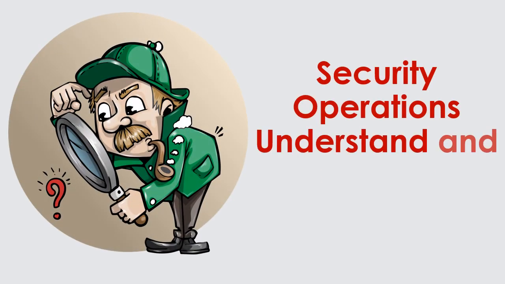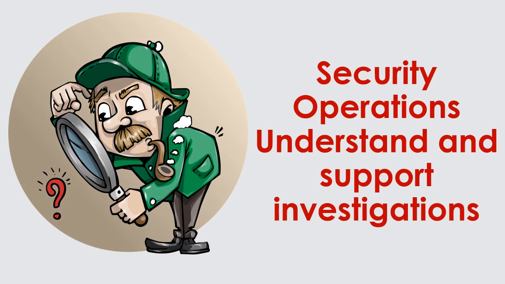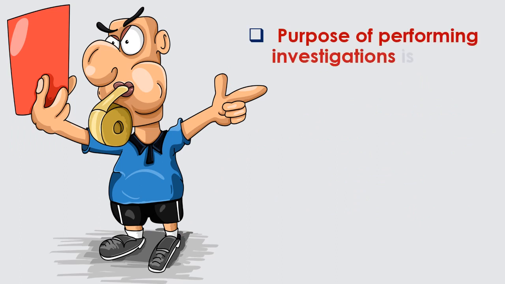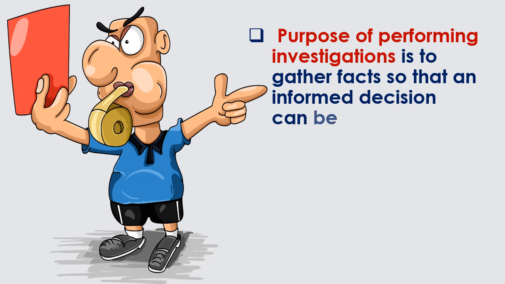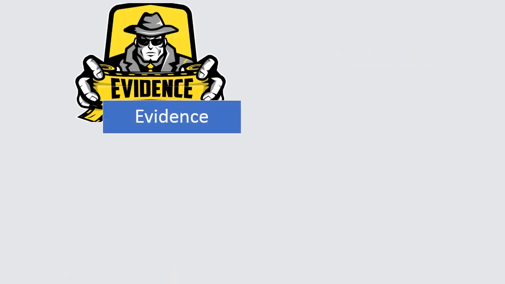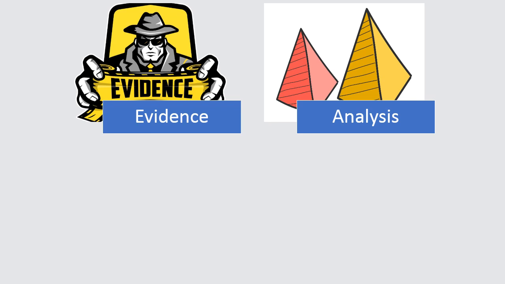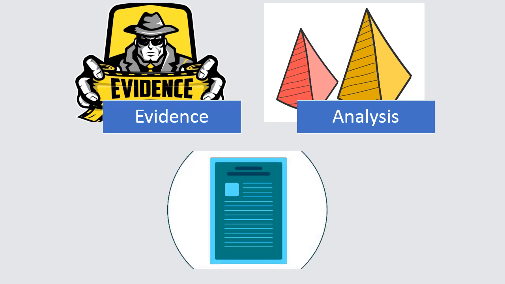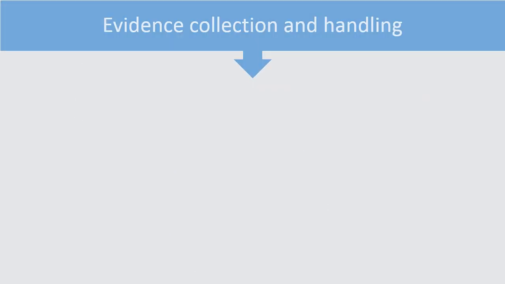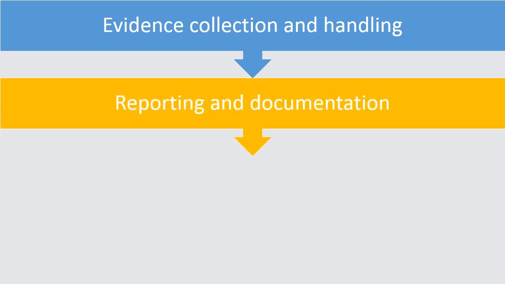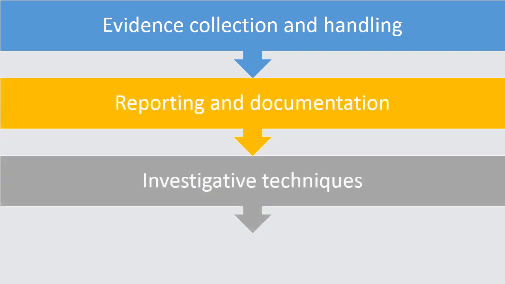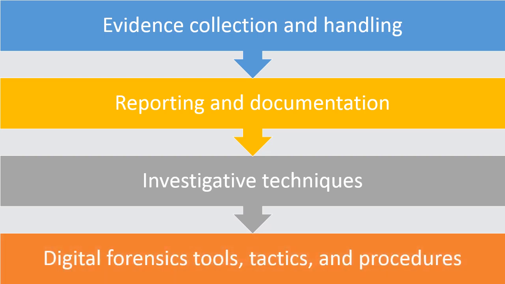Security operations understand and support investigations. The purpose of performing investigations is to gather facts so that an informed decision can be made. The output provided by an investigation is a collection of evidence, analysis, and documentation. Investigation process areas are: evidence collection and handling, reporting and documentation, investigative techniques, digital forensics tools, tactics, and procedures.